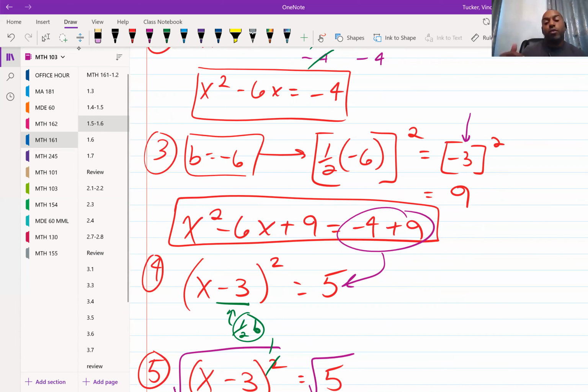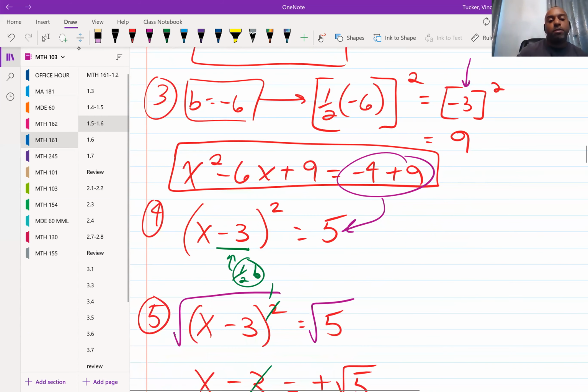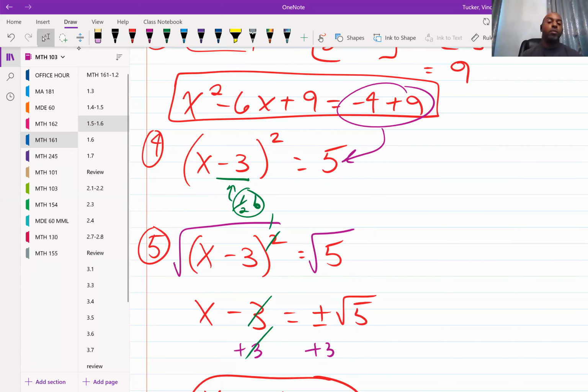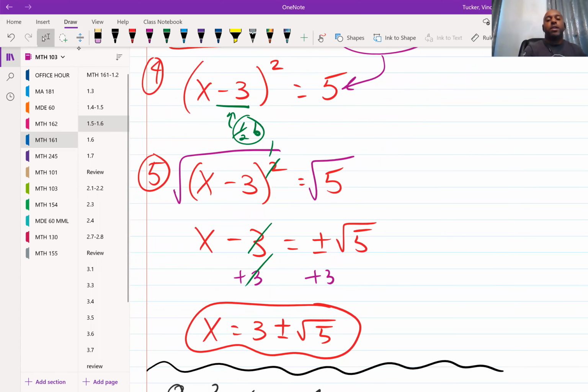So now we can solve using the square root property to get that square off of x minus 3. Take the square root of both sides. That'll cancel out the square here, leaving you with just x minus 3. And on the right, we just have the square root of 5. But because of the square root property, whenever you take the square root of both sides, plus or minus the square root of 5. And that's going to be 3 plus or minus square root of 5 after you add 3 to both sides of the equation.